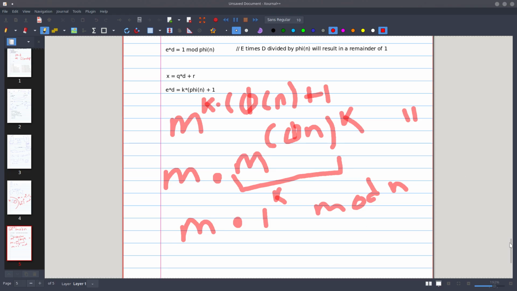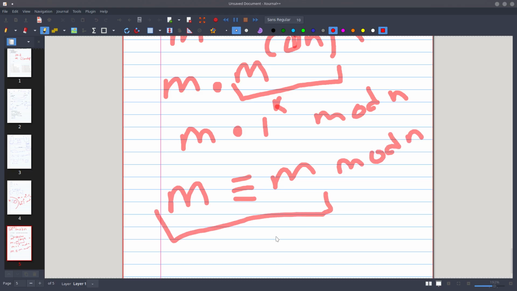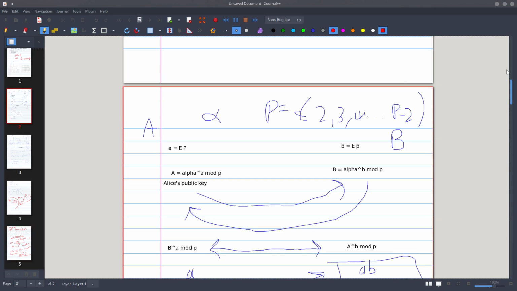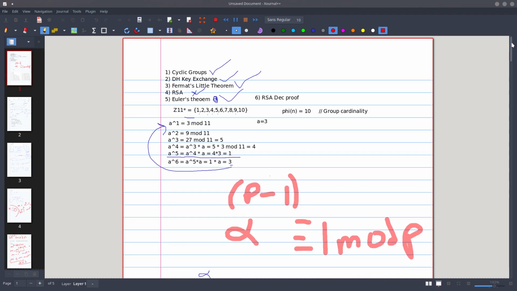So what we're left with then is m congruent to m mod n. And so we've successfully proven that RSA decryption works, so we were able to recover our original plain text. Okay, so that was a bit much, I think. Not really though, but I hope you were able to learn at least a little bit of the underlying mathematics behind RSA and asymmetric cryptography.